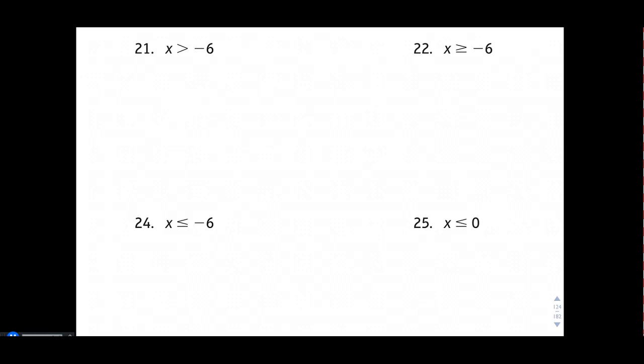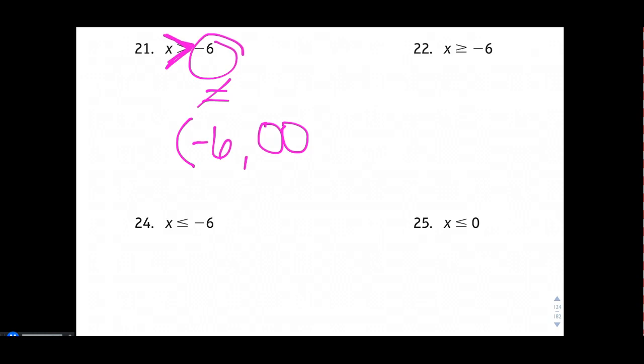So on number 21, is it going to be an open dot or a closed dot? Open. Why is it open? Because it's not equal to. Does this mean that it gets a parenthesis or a bracket? A parenthesis. Okay. So I get a parenthesis there on -6. This arrow tells me that it goes all the way on and on forever to negative infinity or to positive infinity? Positive infinity. So I'm going to put a positive infinity down there.